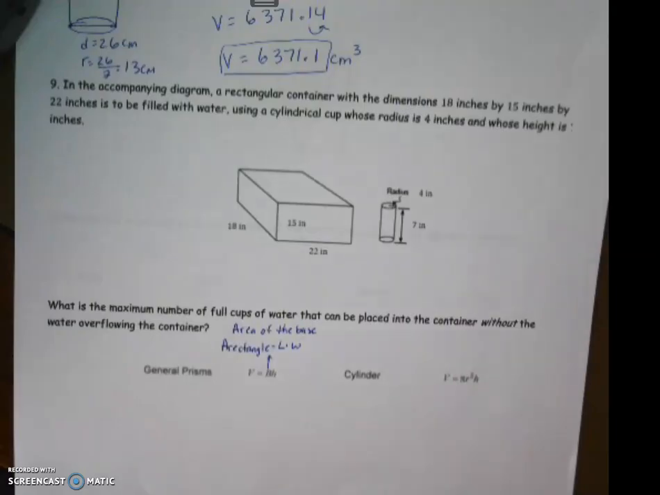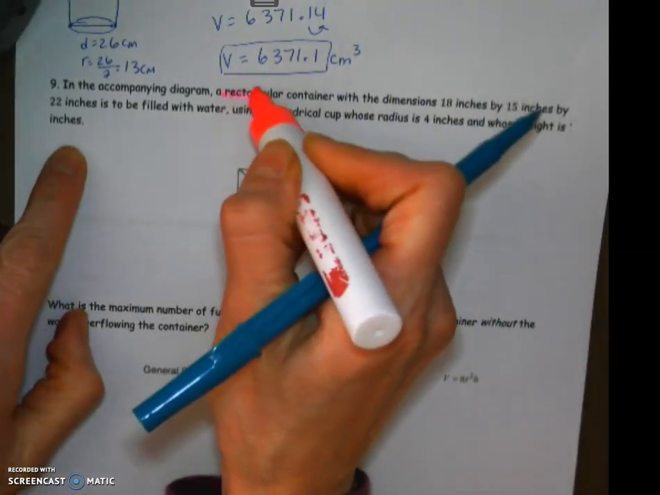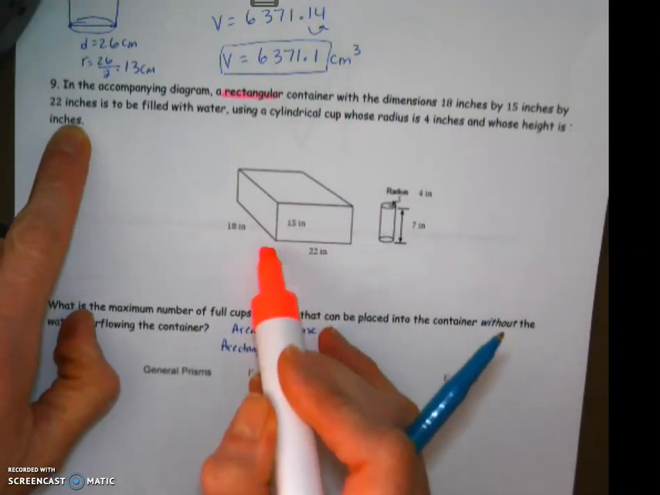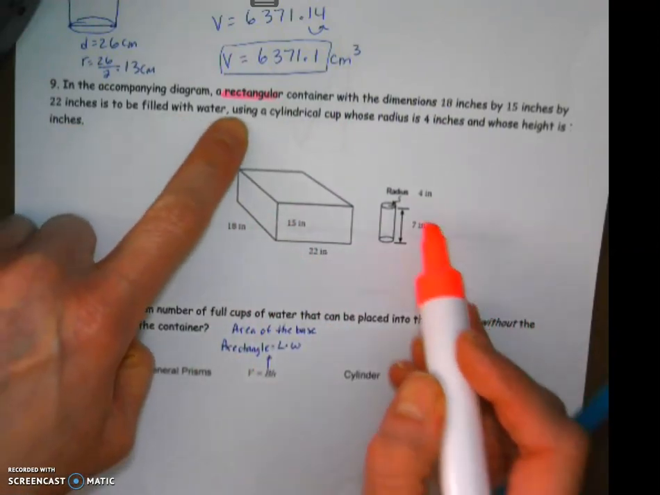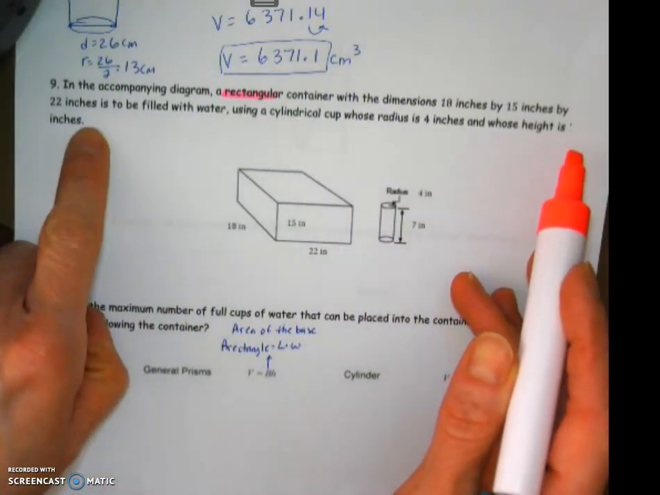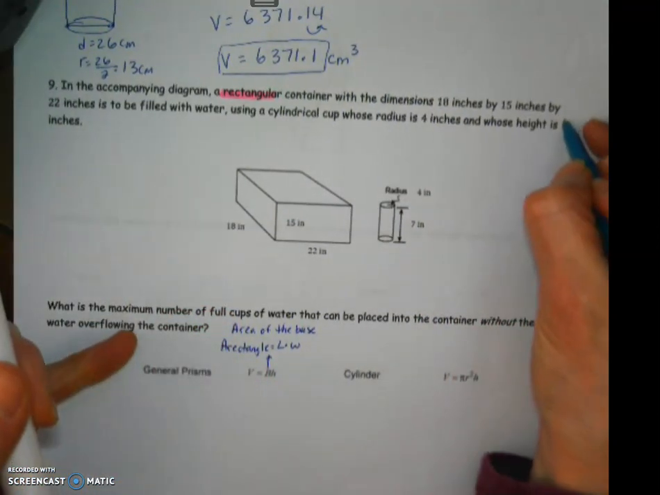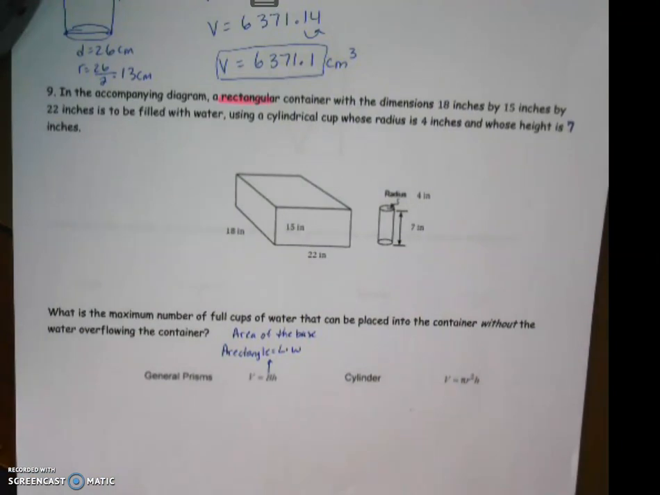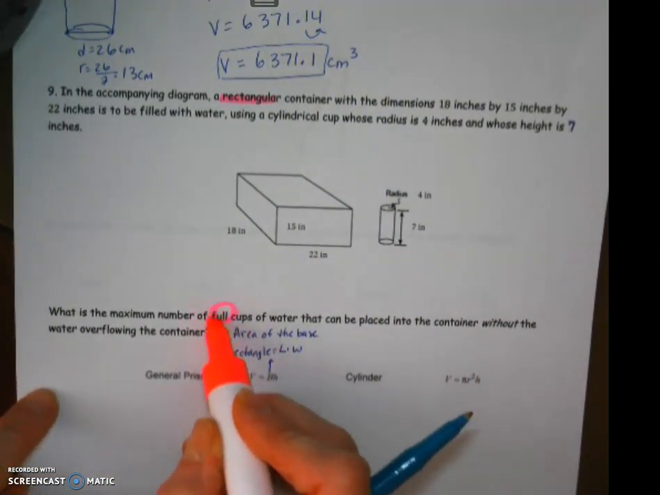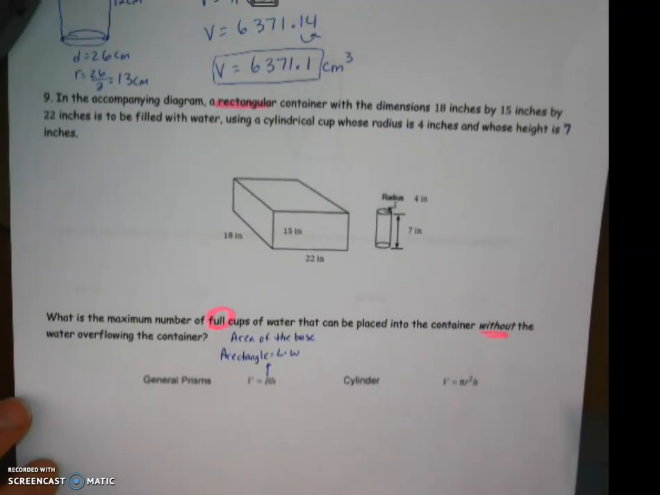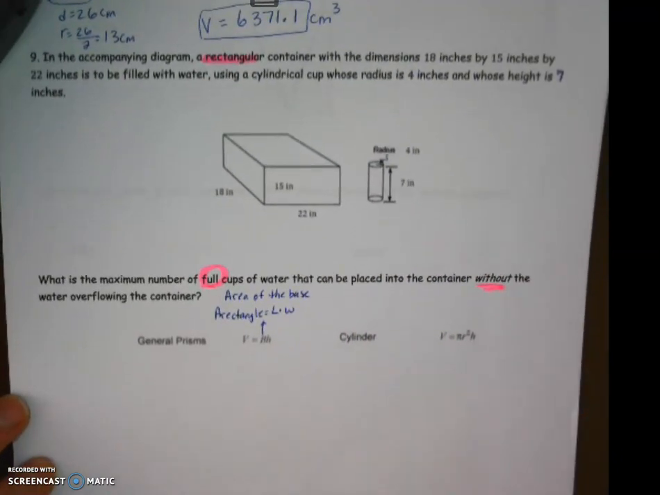In the accompanying diagram for number 9 is a rectangular container with dimensions of 18 by 15 by 22. It is to be filled with water using a cylindrical cup, a cylinder, whose radius is 4 and whose height is 7. That got cut off on my paper, but it is in our picture, 7 inches. What is the maximum number of full cups of water that can be placed into the container? Full cups of water without overflowing the container. So the first thing we're going to do is find the volume of these two figures. Pause the video, try it out, and then come back.